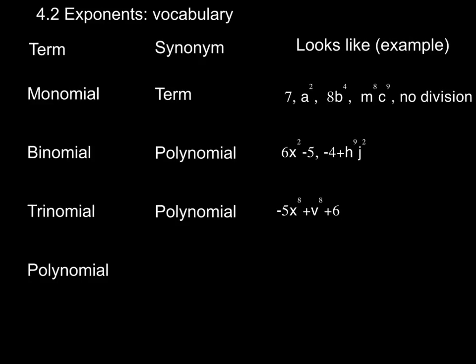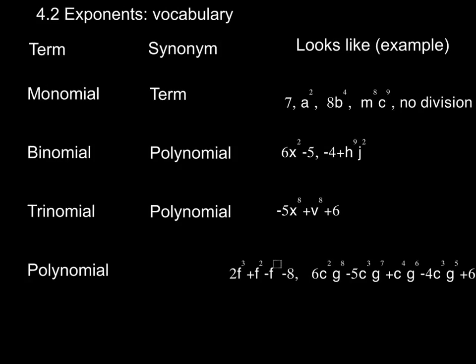The next thing that we talked about was trinomial. Again, a type of polynomial, but a trinomial, tri meaning three, has three terms. So we've got 1, 2, 3 terms. We've got a constant, a number just by itself, connected by addition to a variable to the 8th power, connected by addition to this monomial, which is -5 times x to the 8th power.